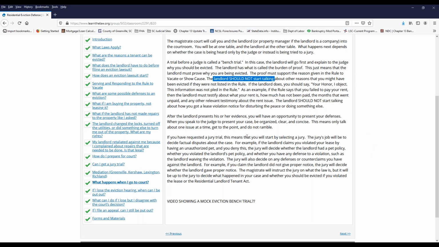If you've requested a jury trial, that means you'll have to select a jury, and then it'll be the jury's job to decide factual disputes. So if the landlord claims that you violated the lease by having an unauthorized pet, and you deny this, instead of a judge deciding that issue, if you request a jury trial, then a panel of jurors will decide that issue.